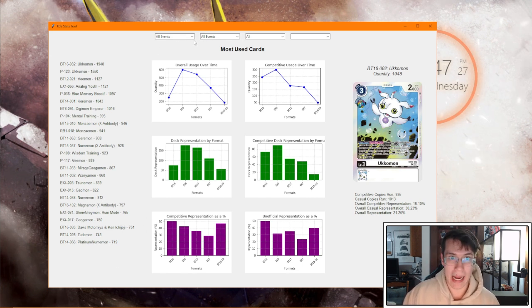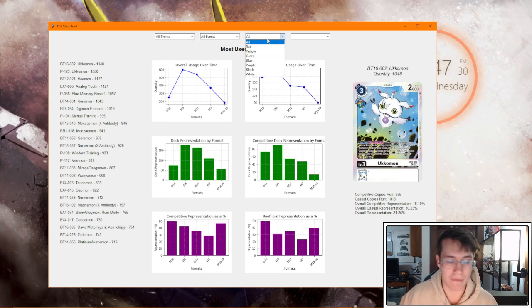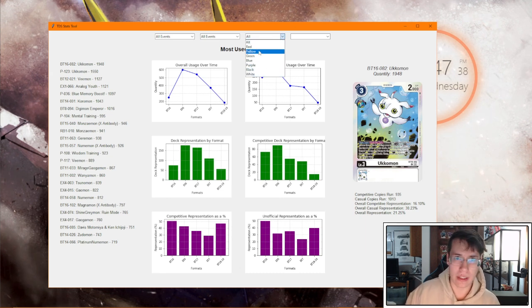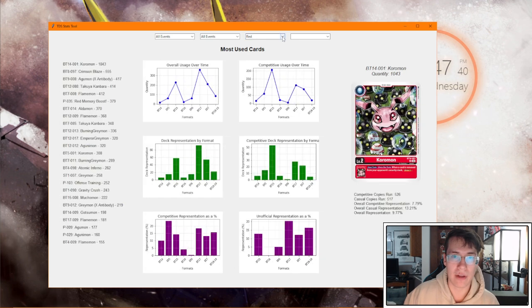But what we have, importantly, are filters. We can filter this information to find out what we want to find out. This is currently the top 25 most played cards across all colors. I made functionality so that we can filter this by color. So we can see our top 25 most used red cards. Oh, and you'll notice that when you change your filters, the auto-populated image and graphs also change.